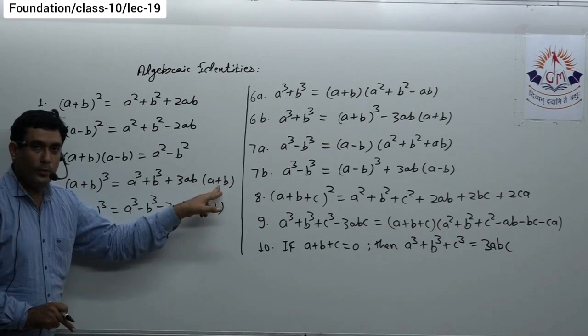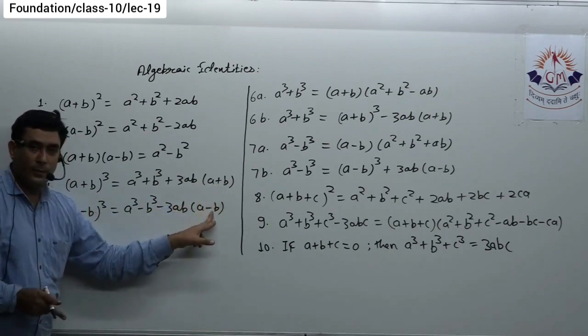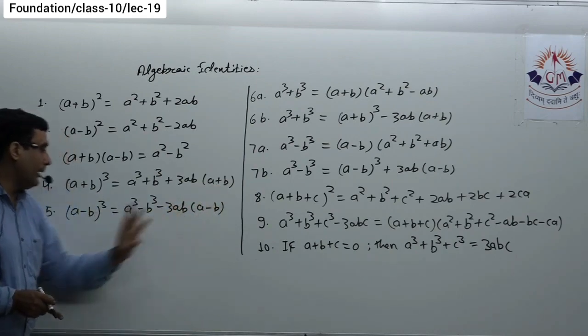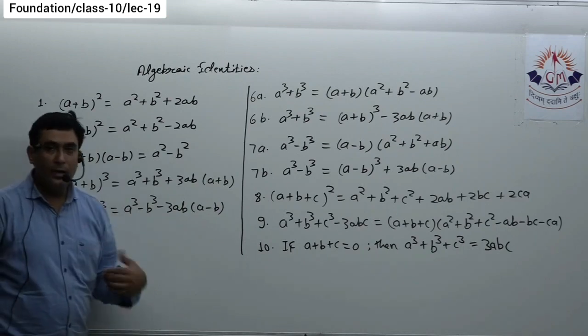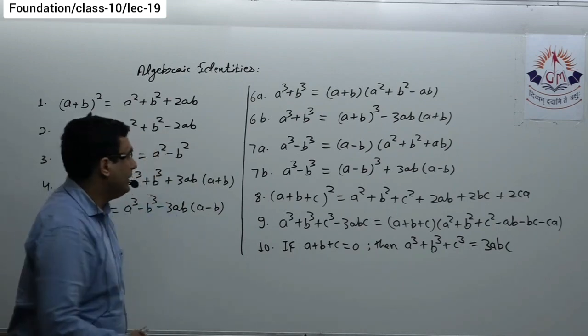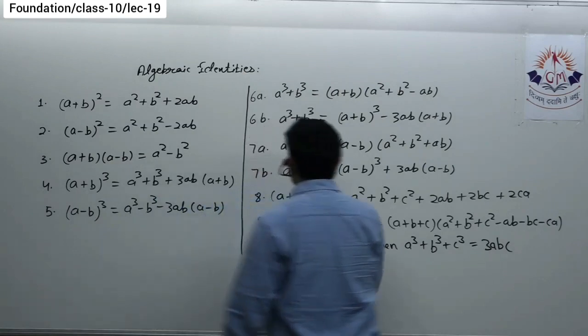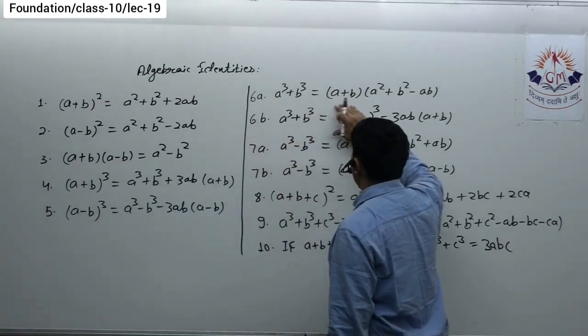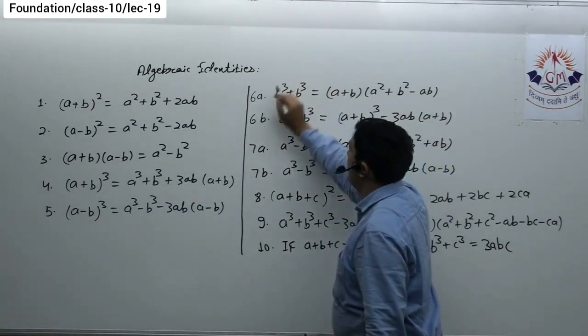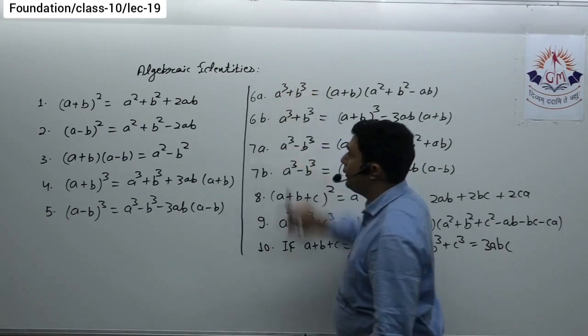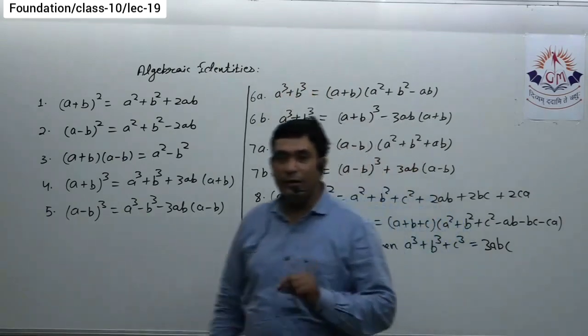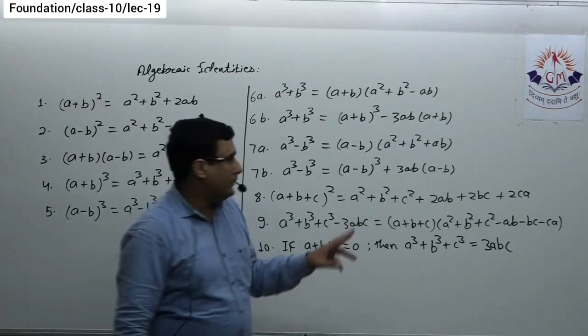Here again b is positive, but here it is negative, so I'll put a minus sign, so this will become a minus b. I'm giving you a way so that you can easily remember these identities. Now a cube plus b cube is a plus b. Whenever you find the identity of a cube plus b cube, remember one thing: there will be one minus sign throughout the identity.